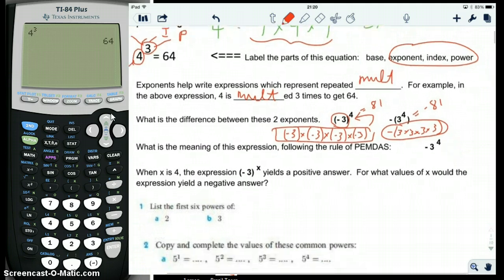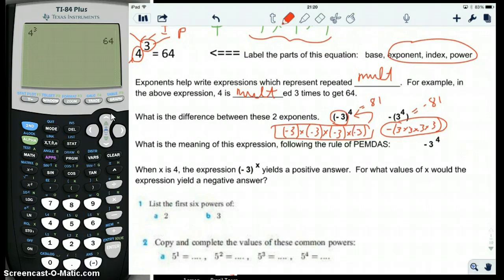And then I ask, what is the meaning of this expression here, following the rule of PEMDAS? And so this is a little bit harder than the parentheses example I gave you before, because the parentheses always come first. It makes it obvious what the results are for the above two. Now here there's no parentheses, so then you really have to use PEMDAS. The second operation you do after parentheses is exponents. So in this case, you would do the exponent first. So 3 to the fourth is 81, and then you would take the negative of that, so it would be negative 81. Okay? So just be really careful with that.